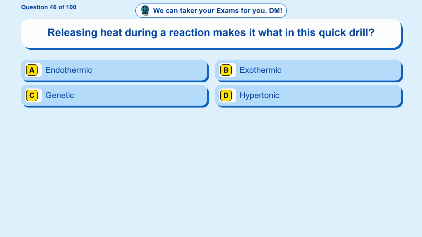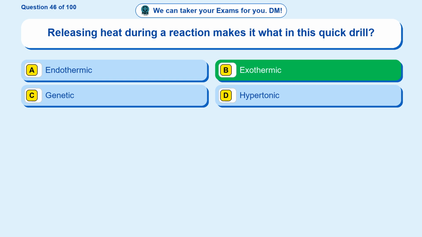Question 46. Releasing heat during a reaction makes it what in this quick drill? Option A, endothermic. Option B, exothermic. Option C, genetic. Option D, hypertonic. The correct answer is option B.